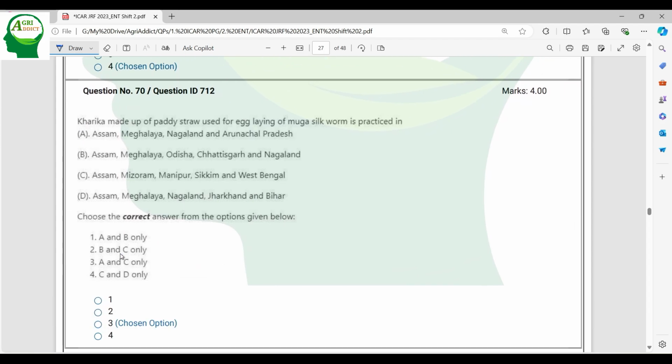Khorika, made up of paddy straw, used for egg laying of Muga silkworm, is practiced in, yes, Khorika is in the northeast states and also in West Bengal. Northeast plus West Bengal. Okay. So here Assam, Meghalaya, Nagaland, Arunachal Pradesh, correct. All the northeast states. Not Odisha, Chhattisgarh. Assam, Mizoram, Manipur, Sikkim, West Bengal. Yes, correct. So A and C are correct. That is option 3.